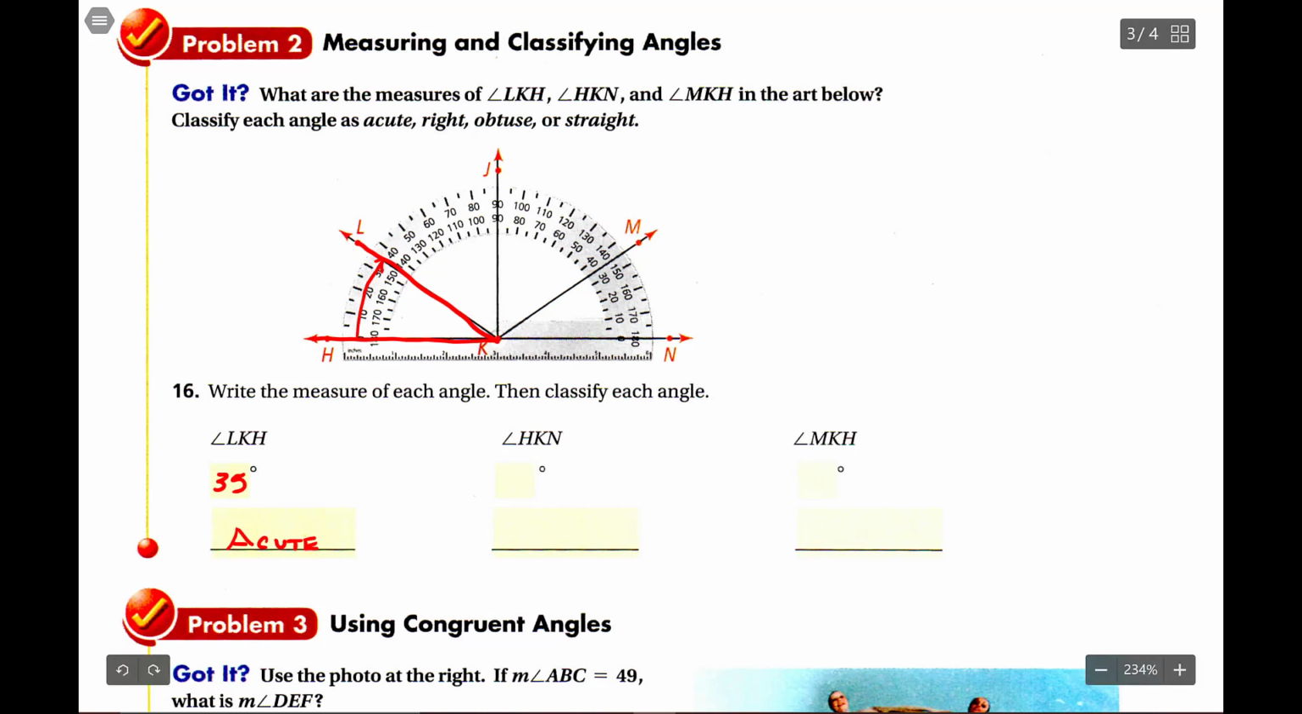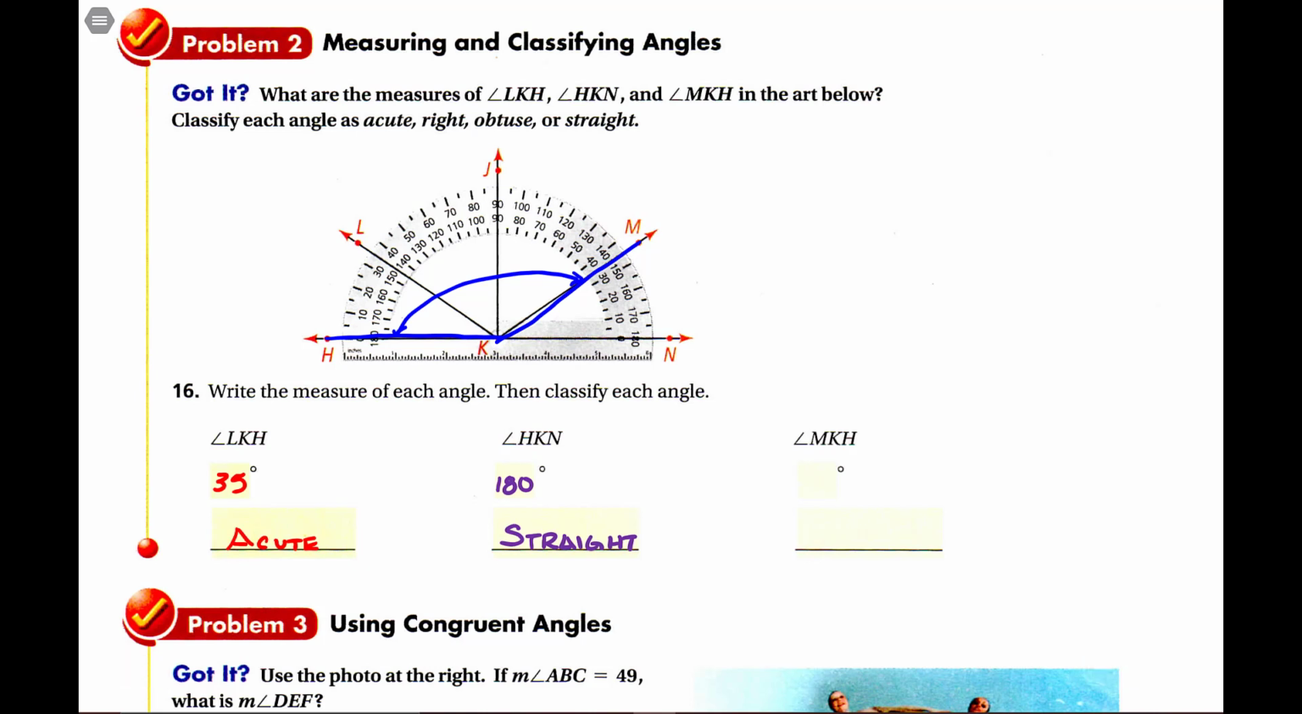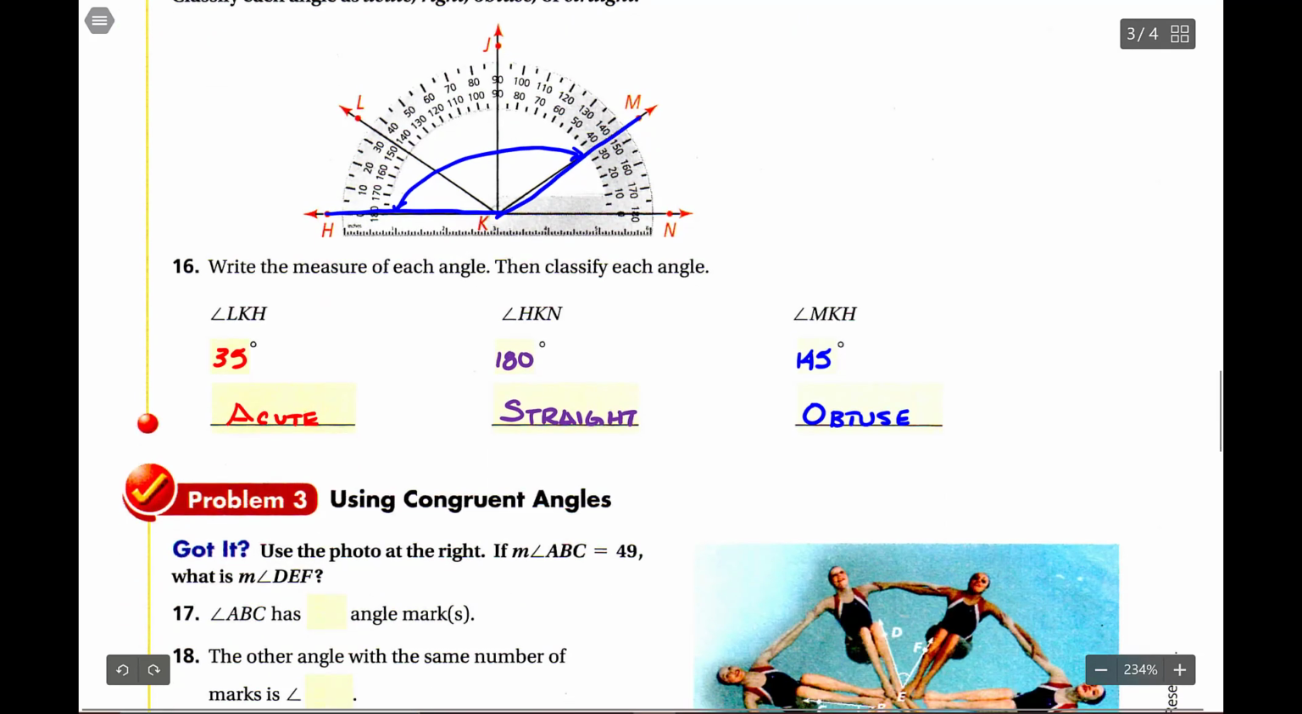Our next one is HKN. So we go from H to K to N. That's a straight line, so it's 180 degrees, so that is straight. And then our final angle is MKH. So we go from M to K to H. And that's going to be indicated by this angle. Start at 0 and we go around to 145 degrees on the protractor. Obtuse, because it's greater than 90 degrees but less than 180.